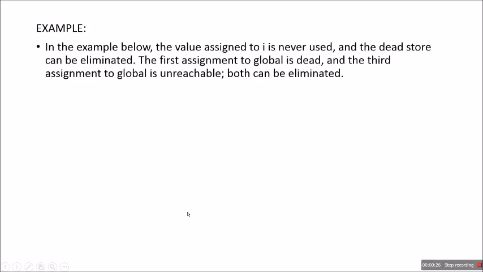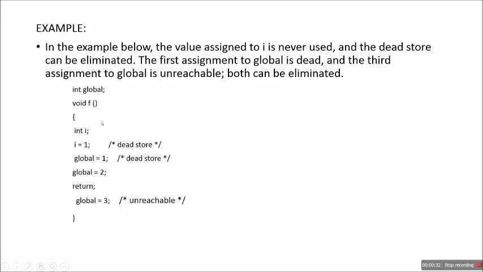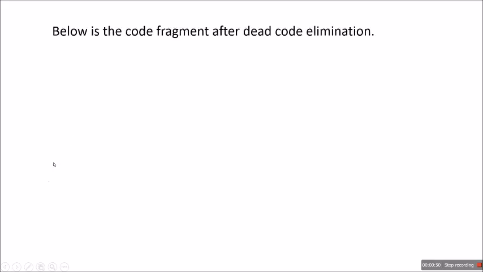Considering the given example, we have a program like this. Here, even though we write the values like I equal to 1, global 1, global 2, global 3, we do not print the value I equal to 1, and after the return, we do not execute global equal to 3. So this is a dead store problem. After eliminating the dead store, that is the dead code, we get the program like this.